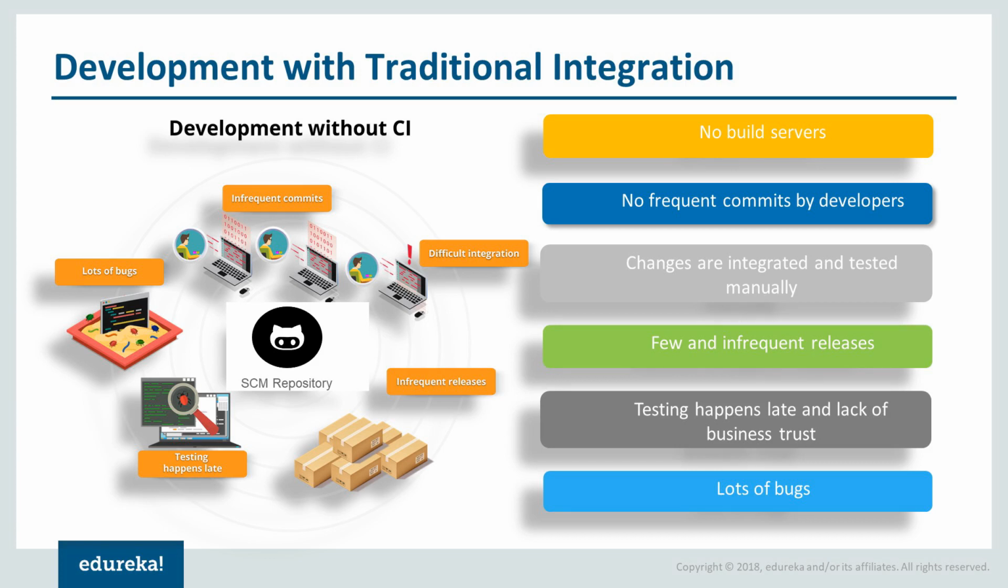And if you see here, the integration is difficult, infrequent releases, testing happens very late in the ecosystem. And of course, as a combined result of all of this, you have lots of bugs in the system. And of course, typically there are no build servers as such, and no frequent commits, as we have seen, and changes are integrated and tested manually. There is no automation involved. There is no automated test framework such as Selenium or something else involved here.